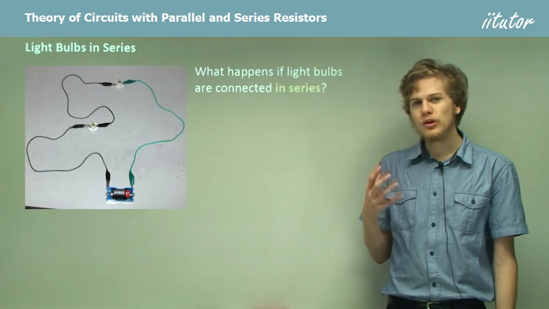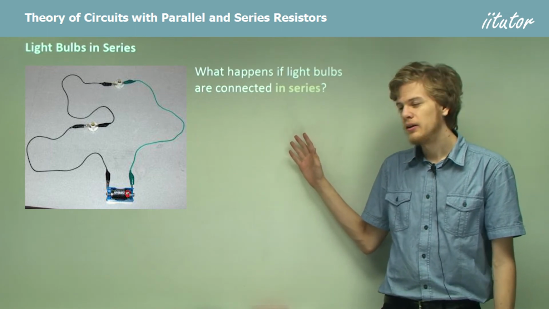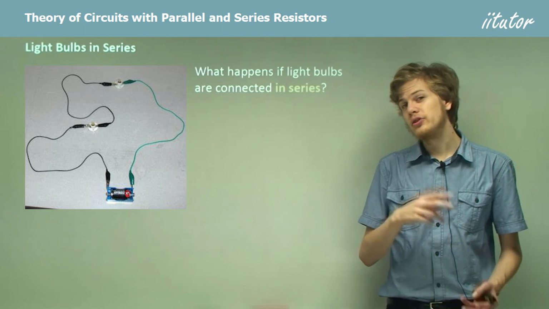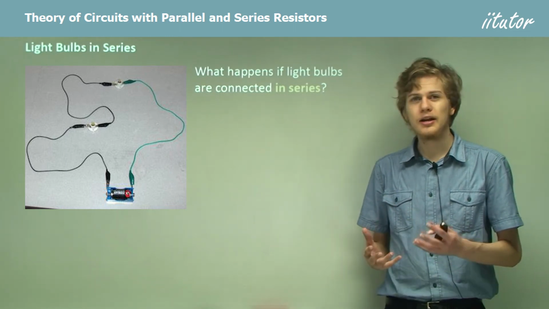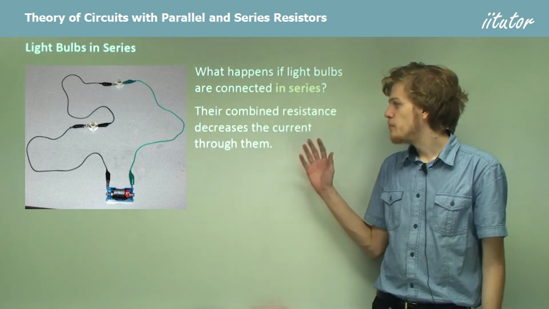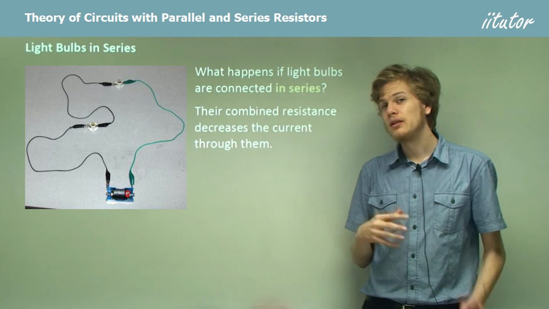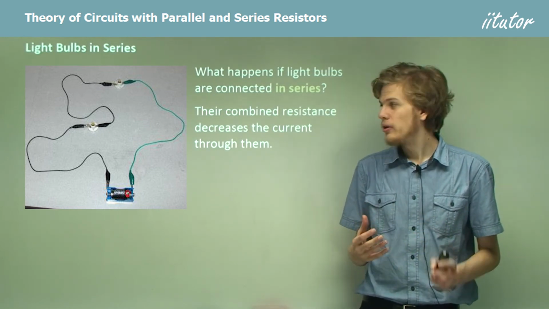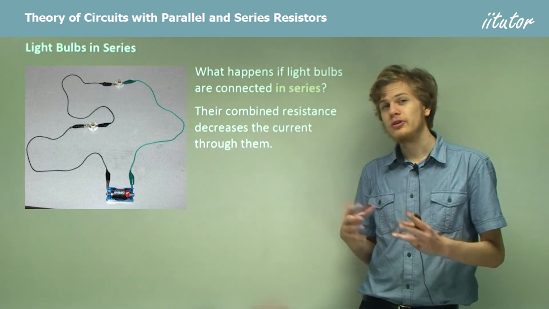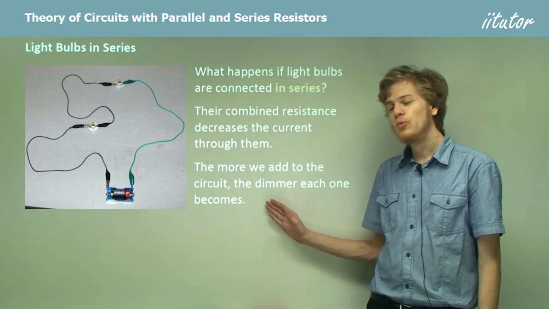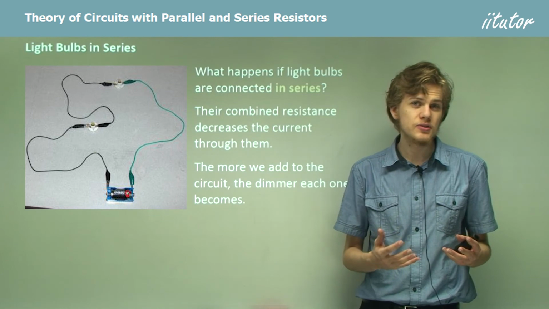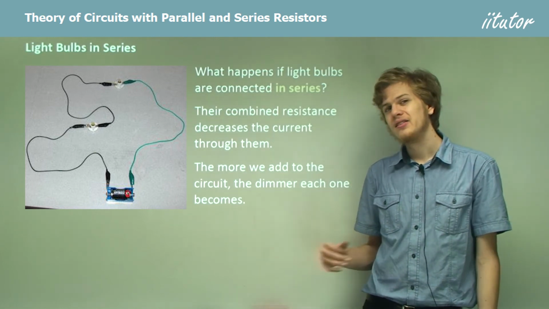Well, let's look at what happens when we connect light bulbs in series, which might look something like this. You can see in this photograph the light bulbs are sort of joined together with the power source as though they're links in a chain. So they're in series with the battery. So the combined resistance of the light bulbs is larger than the resistance of any one light bulb, which decreases the current through them, right? The effective resistance of the circuit is quite large. And the more light bulbs we add to the circuit, the less current we'll get flowing through it because we'll have a higher resistance. So the more light bulbs we add, the dimmer the light bulbs get.